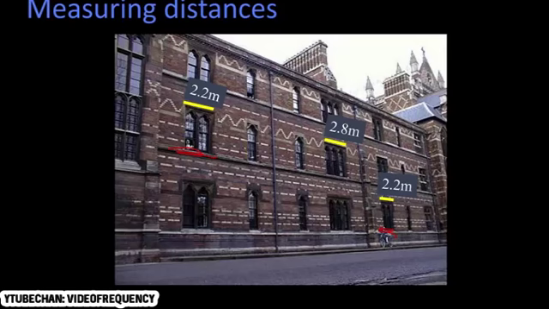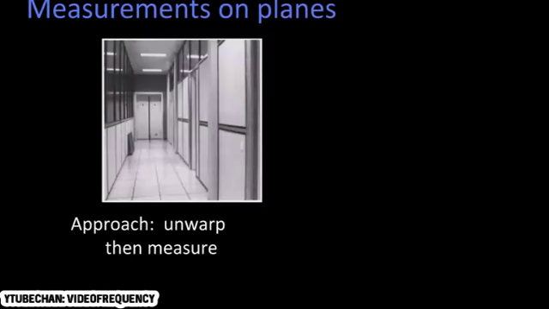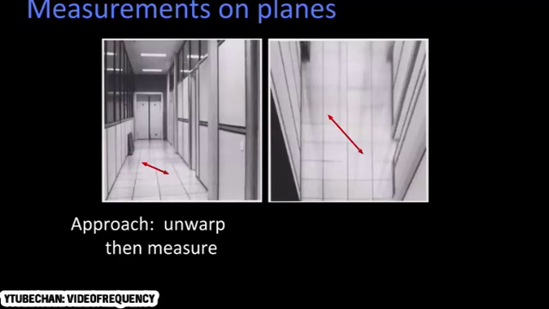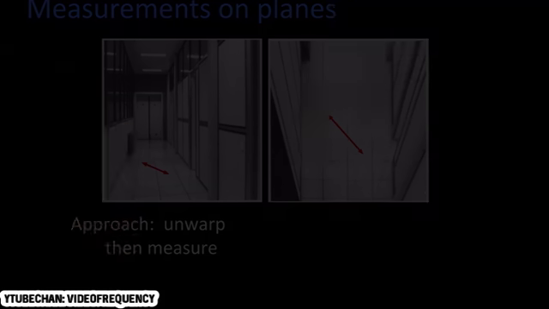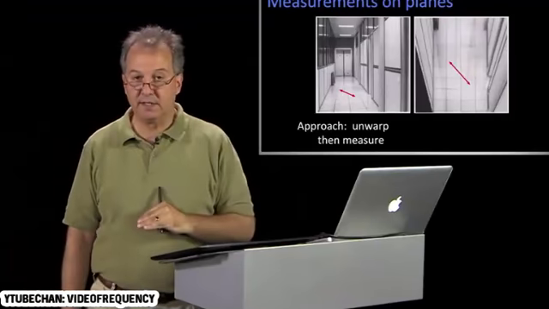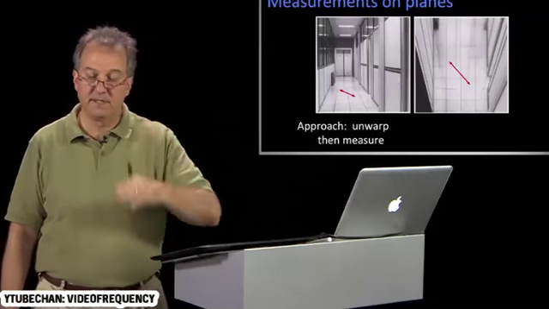Show you another example of that. So here's a picture. Suppose you want to measure something on the floor. Well, they have tiles, and those tiles are actually rectangles. So I could unwarp this picture so that those tiles are now squares, because they're, let's say, 9 by 9 inch squares, which is some number of centimeters.